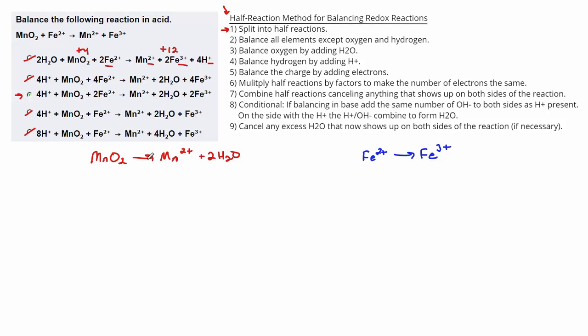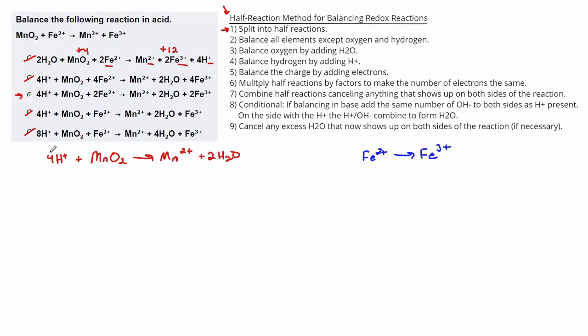Rule number 4 says balance the hydrogens by adding H+. I now have 4 hydrogens on the product side. I need 4 on the reactant side, and so I'll add H+. Because we're adding H+, you'll see that the rules by default balance a reaction in acid. Rule number 5 says balance the charge by adding electrons.